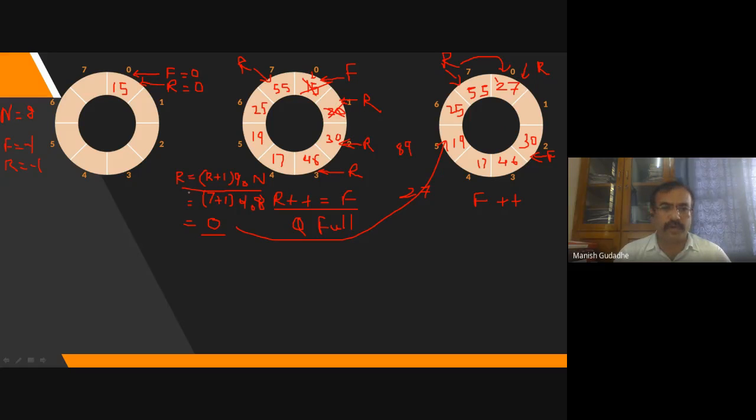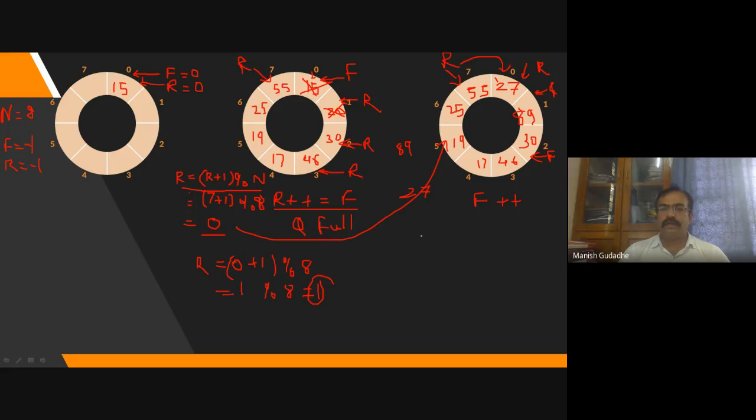Is it possible with this formula? What will this formula return now? R is equal to R plus 1 modulo 8. What is R currently? 0 plus 1 modulo 8 is going to return you 1 divided by 8. Its remainder is coming out to be 1. So this is a new value of R. So R is 1, and which is not equal to F. So I can add 89 here.